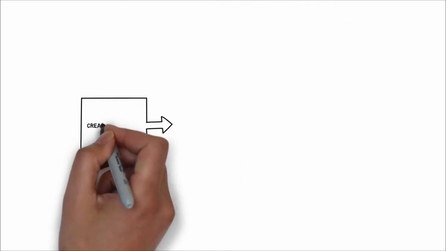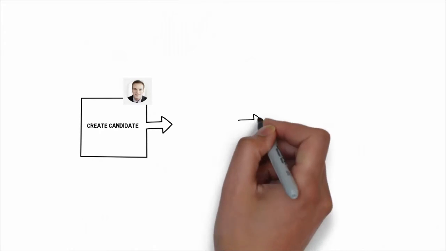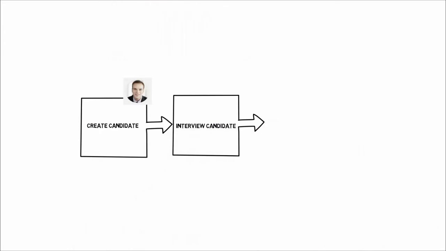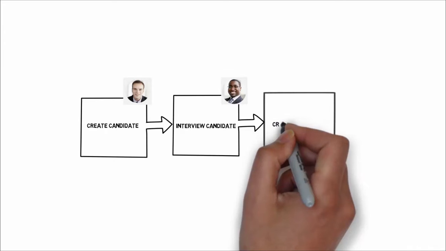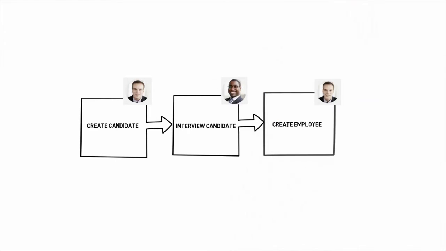As a member of the Human Resources group, Liam needs to create a candidate and send an interview invitation. As a member of the Managers group, Bob needs to interview the candidate and either offer the job or reject the candidate. If the job is offered, Liam needs to create the new employee in the HR system.